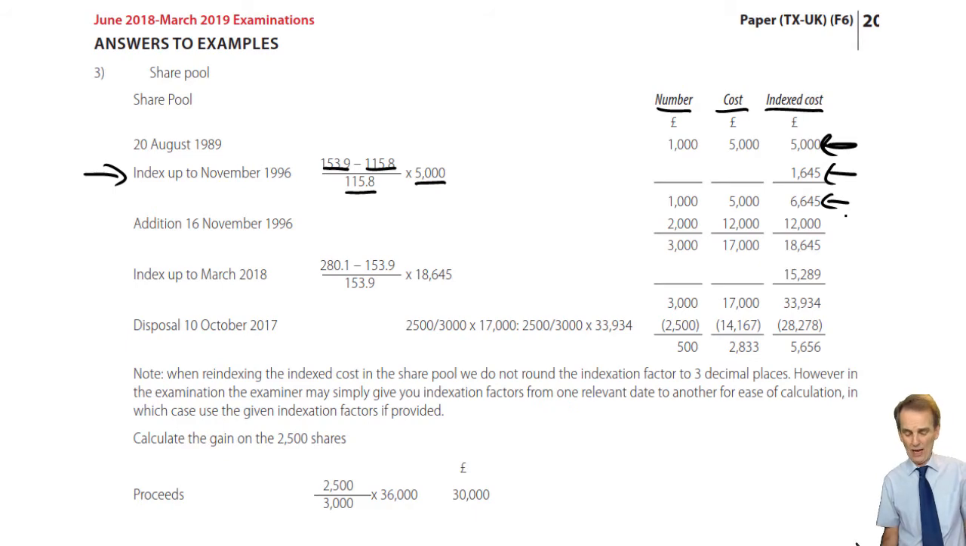Still 1,000 shares, cost 5,000, but the index cost is 6,645. Now add in that addition. How many shares? 2,000 shares. What was the cost? £12,000, and the cost goes both in the cost column and in the index cost column there. Revise our total there at the date of November 96. We have 3,000 shares costing £17,000 and with an index cost of 18,645.